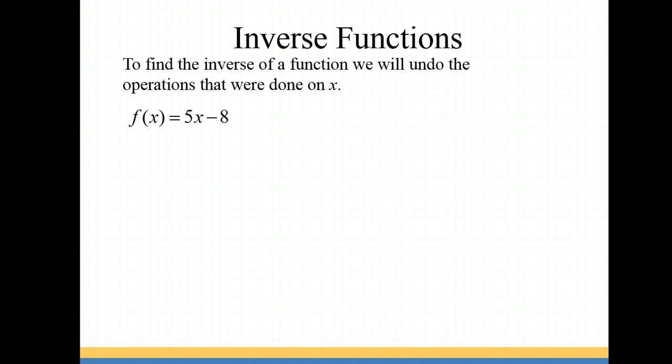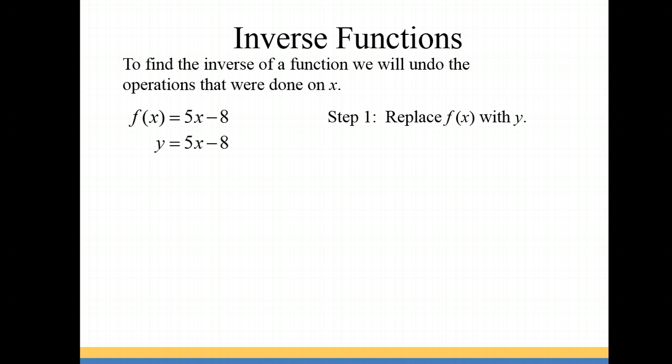To find the inverse of a function, we will simply undo the operations that were done on x. With this function, x is multiplied by 5 and then 8 is subtracted. To undo those operations, we're going to do it in the reverse order with the opposite signs, or the inverse functions. So we're going to start by adding 8 and then dividing by 5. There is a simple way to do this.